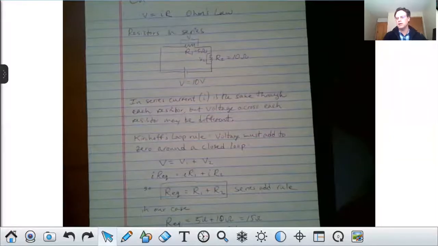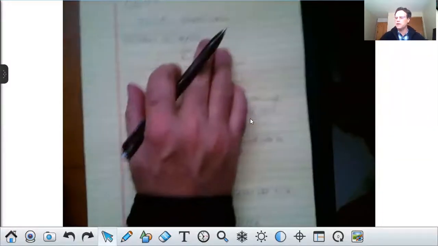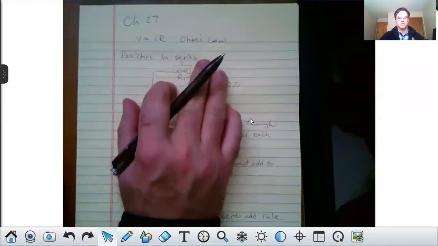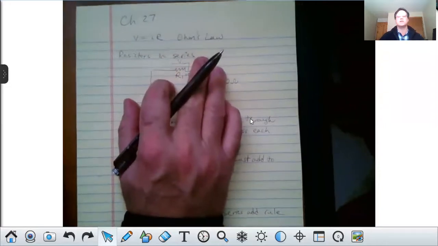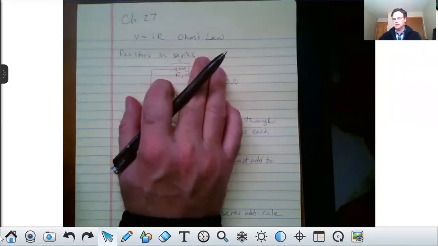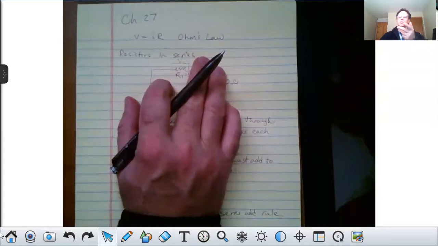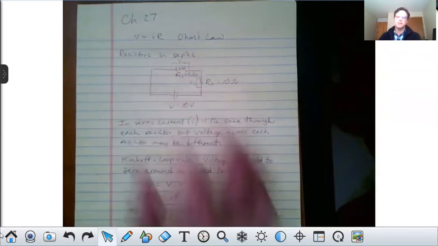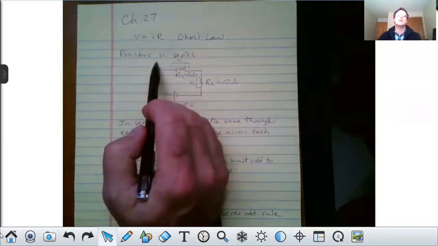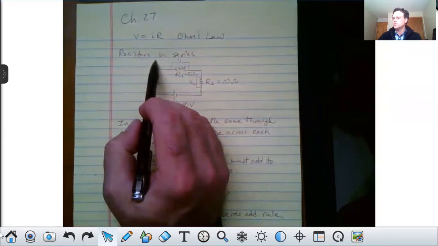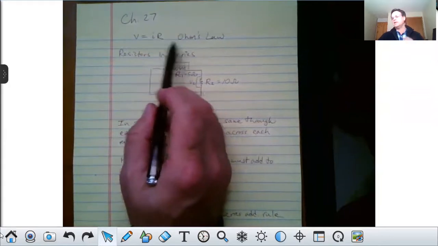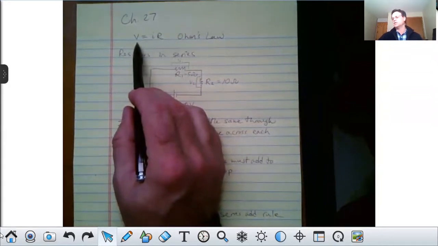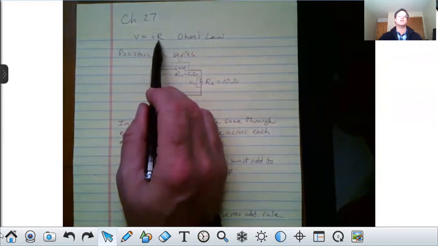But in today's lecture, what we want to talk about is resistors in series and parallel. And so we've talked before about resistors or capacitors in series and parallel. It's sort of a similar thing, but as we'll see, the addition rules are just the opposite. But let's first of all talk about resistors in series. So we're going to be using Ohm's law, V equals IR, right? The voltage across a resistor is current times the resistance.